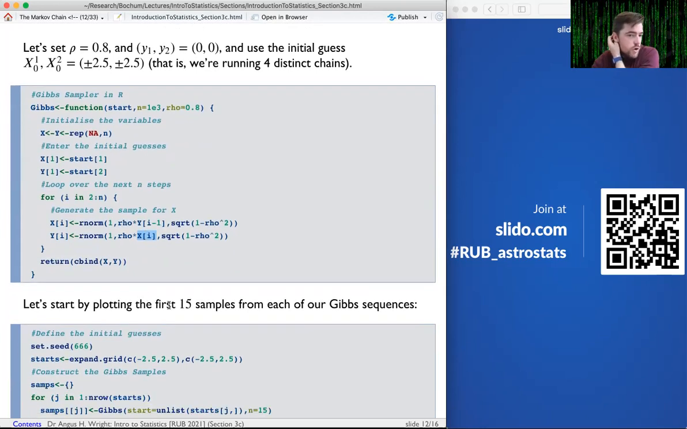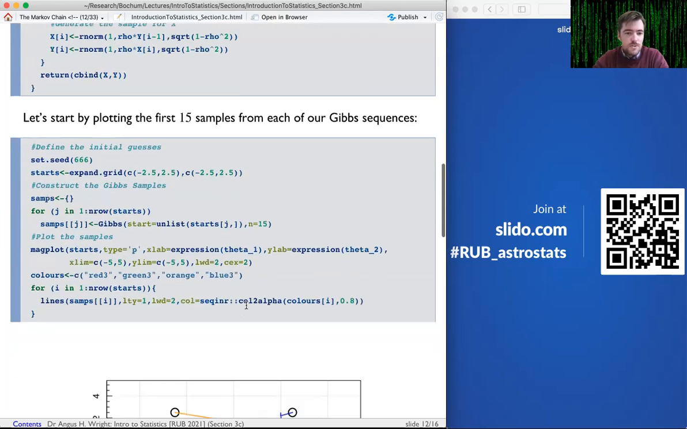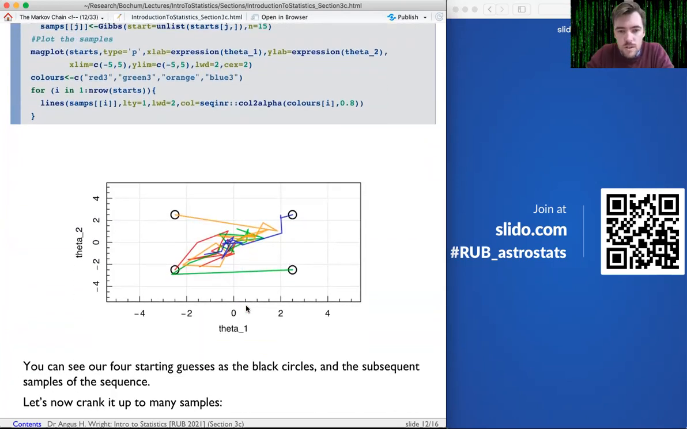And we can just show the first 15 samples of the Gibbs sequence, and this is what it looks like. So this is the first 15 samples from our Gibbs sequence, starting at our initial guess of minus 2.5, plus 2.5, etc., four starting guesses. And what you can see is that these chains are converging on some blob in the middle, right? And that blob that they're converging on is the target distribution. That's the thing that we want to sample from.